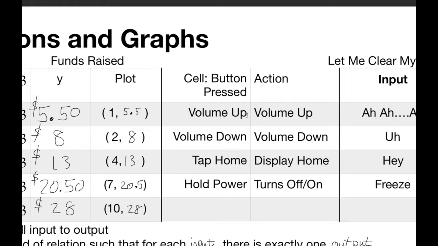If you press the volume up button, that corresponds to the actual volume being turned up. You press the volume down button, same thing, the volume will go down. If you tap the home button on, say, an iPhone, then it'll display the home screen. If you hold the power button, it turns off or it turns on, depending on whether it's already on or already off. But anyway, the input is here and the predictable output is here.